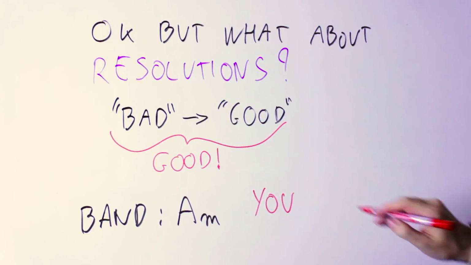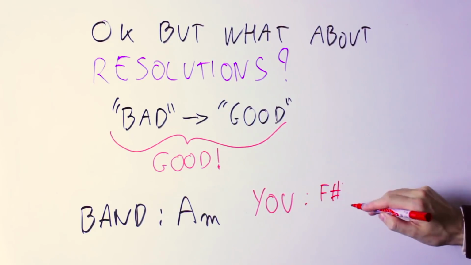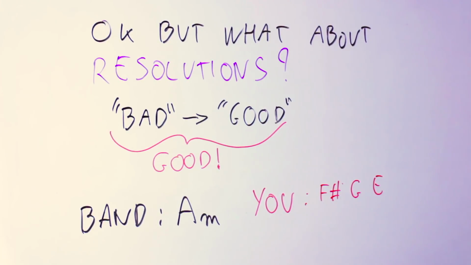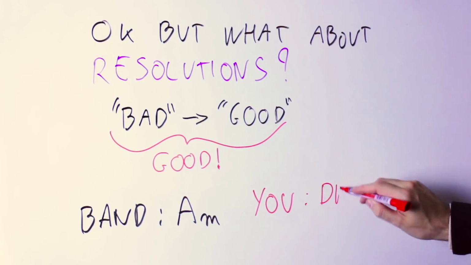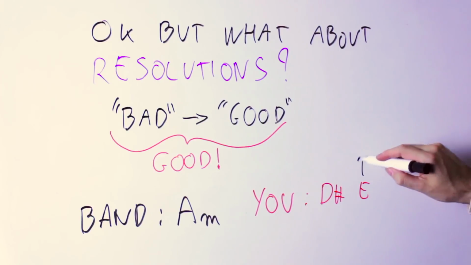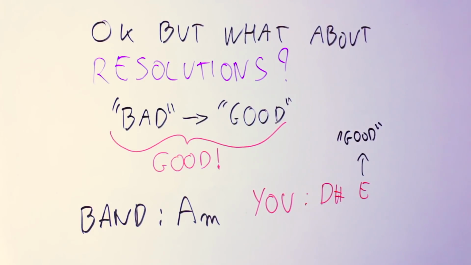For instance, here I'm playing F sharp, G, E. Another example, here I was playing D sharp, E.